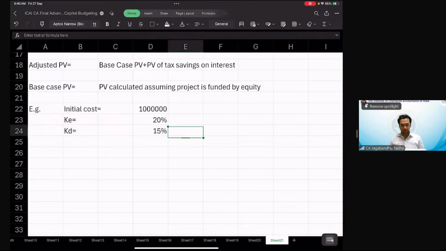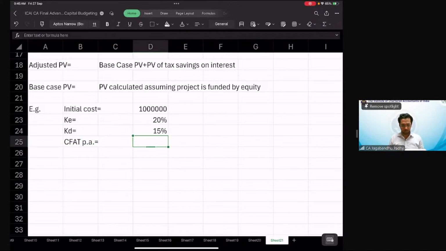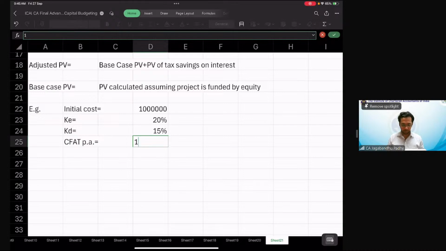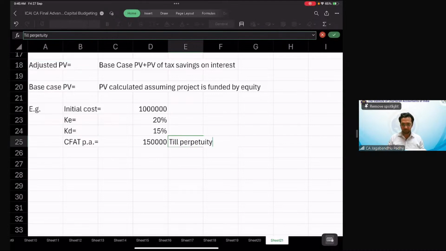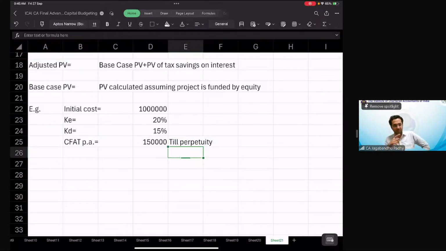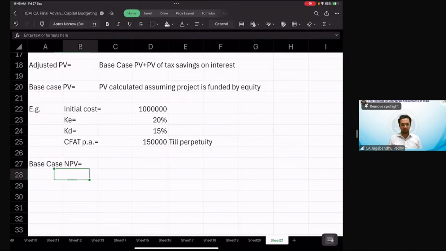And this project is going to provide you, let's say, a CFAT per annum of 1,50,000. And this is going to be till perpetuity. Let's assume that this 1,50,000 is going to be the cash flow from this project till perpetuity. Now, can you calculate the base case NPV? What will be the base case NPV?